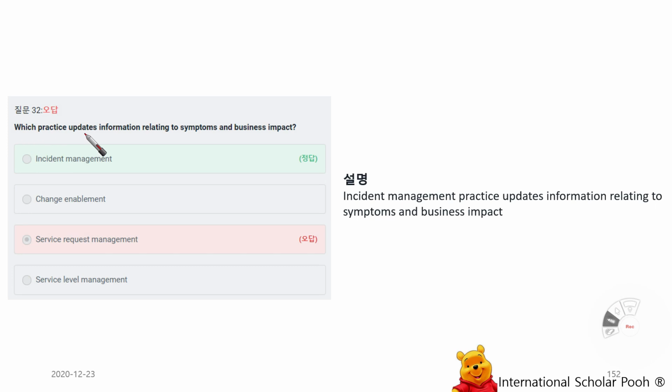Which practice updates information relating to symptoms and business impact? Incident management. Incident management practices update information relating to symptoms and business impact.